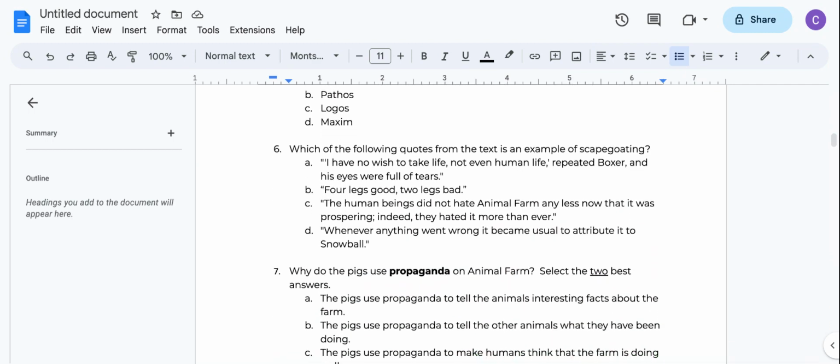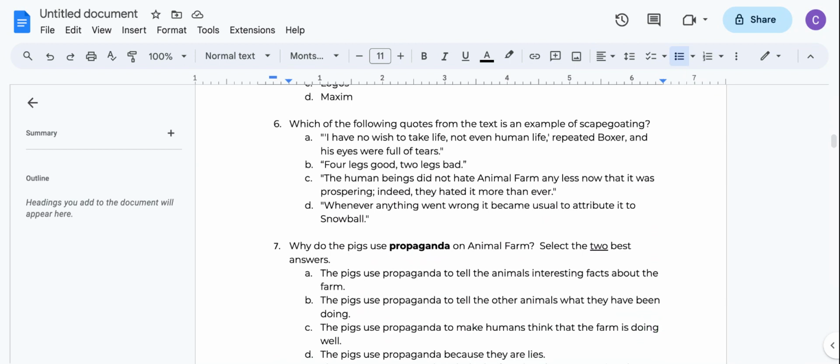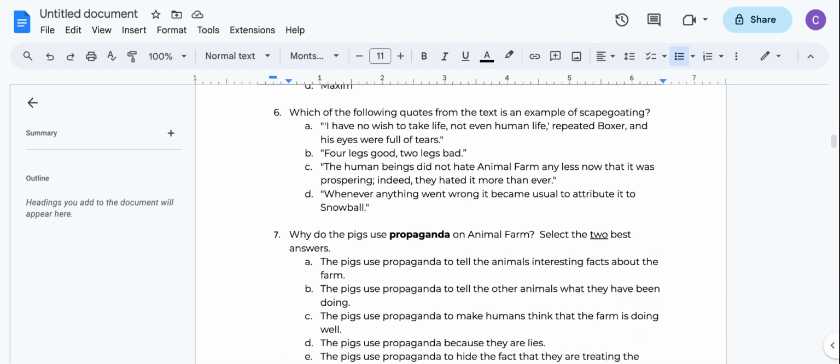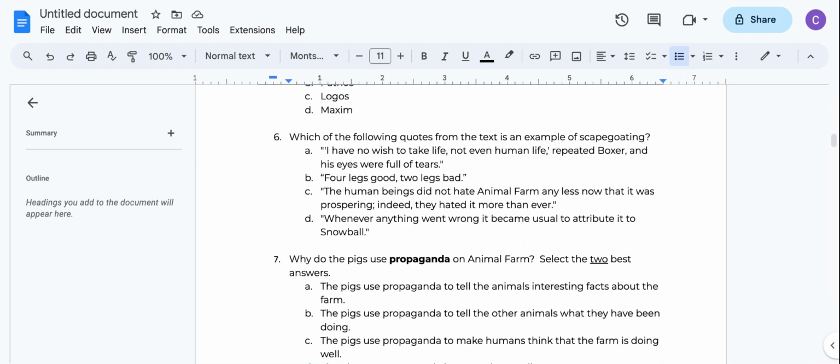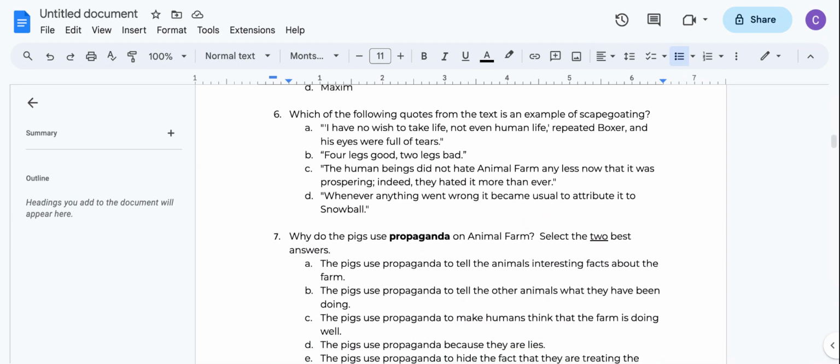6. Which of the following quotes from the text is an example of scapegoating? A. I have no wish to take life, not even human life, repeated Boxer, and his eyes were full of tears. B. Four legs good, two legs bad. C. The human beings did not hate Animal Farm any less now that it was prospering. Indeed, they hated it more than ever. D. Whenever anything went wrong, it became usual to attribute it to Snowball.